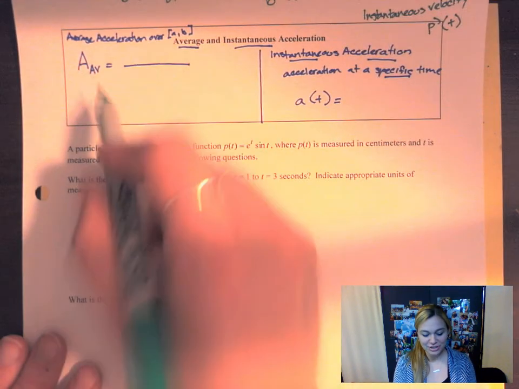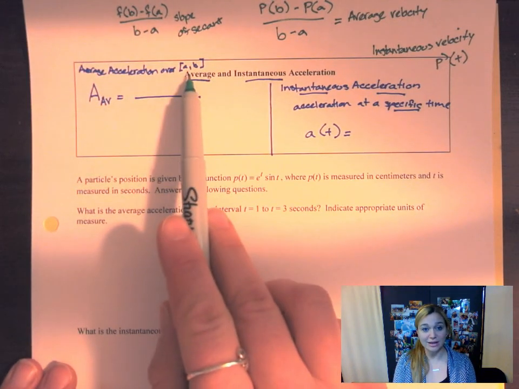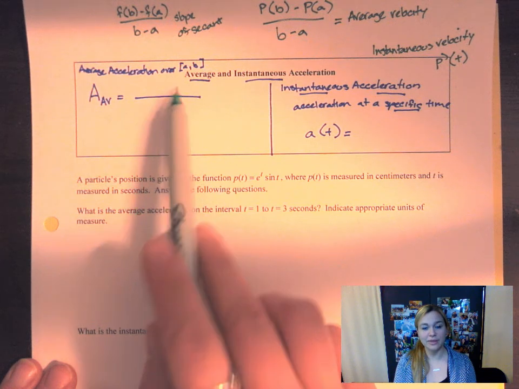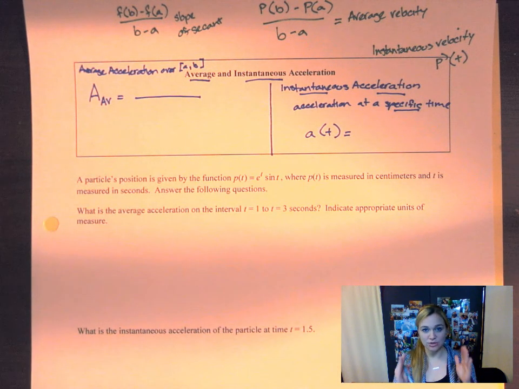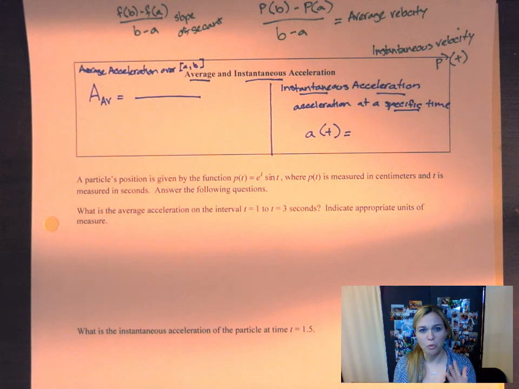So what about acceleration? Let's think through this a little bit. If I want to find the average acceleration over an interval a to b, so this is over a time period. It's not in a moment, this is over an interval. So you're thinking slope of the secant again. But what graph do we use this time?